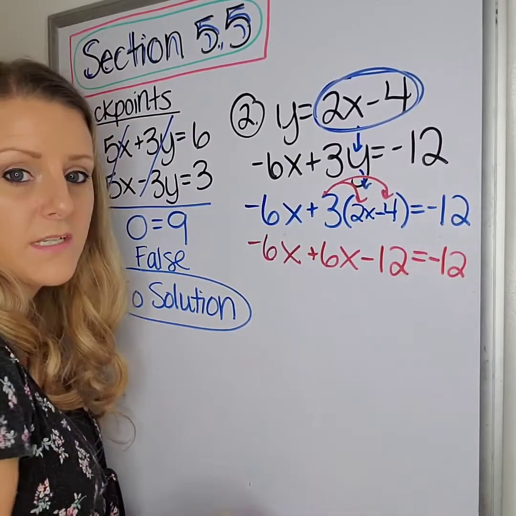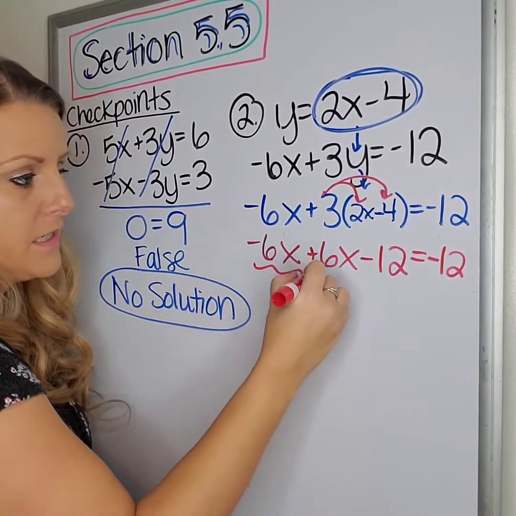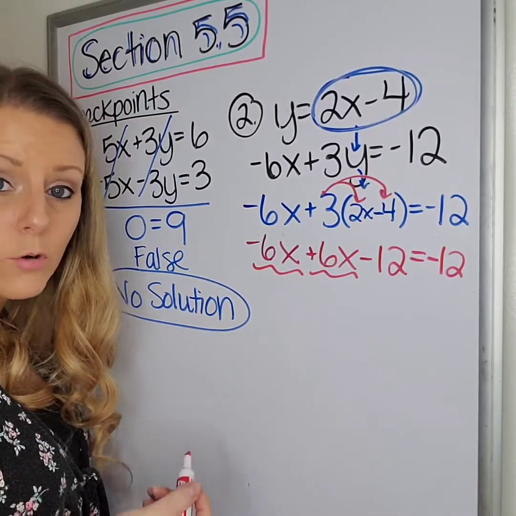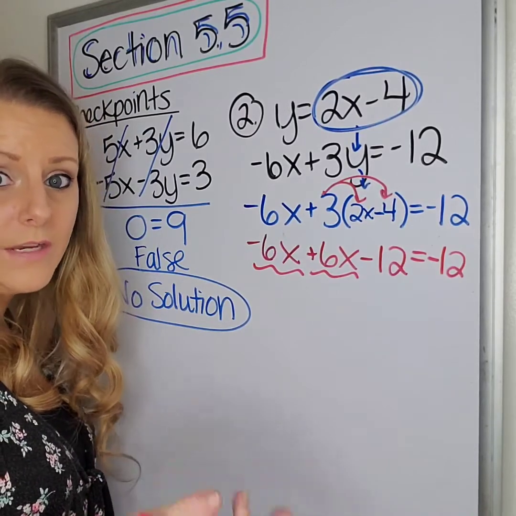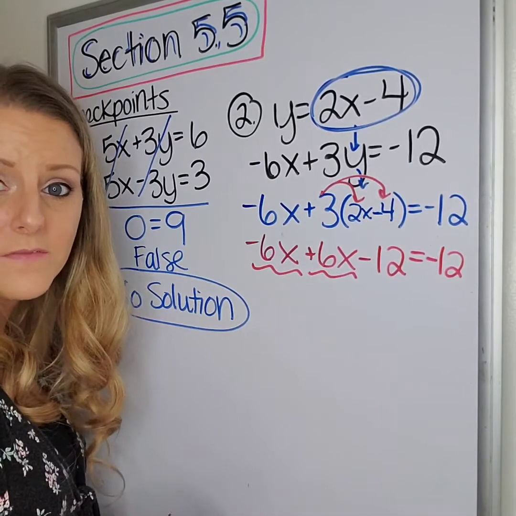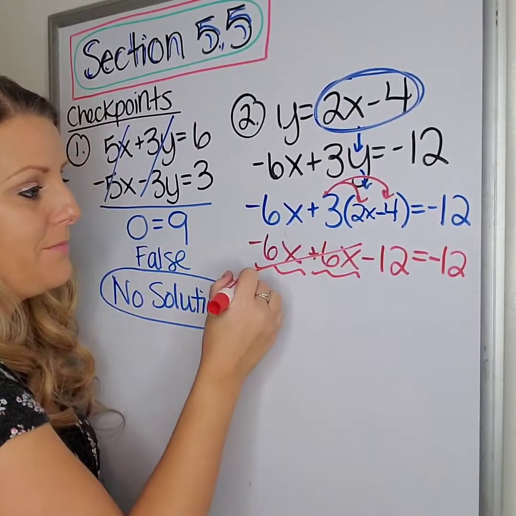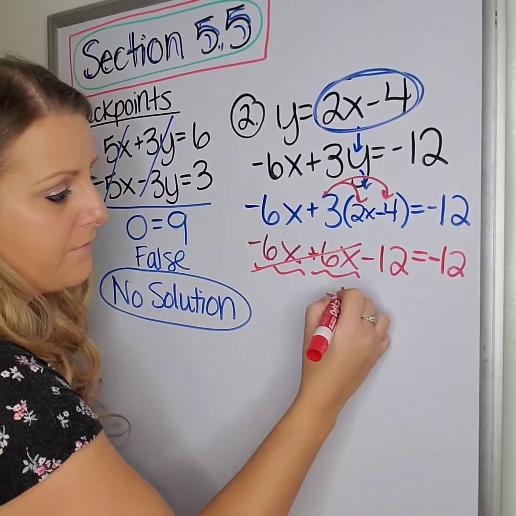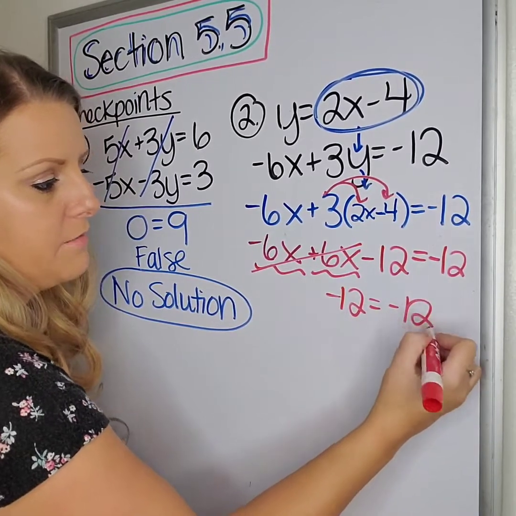And you can kind of see what's going to happen. Negative 6x and positive 6x. Normally, we would add those together like 2 plus 3 and we'd get 5. But negative 6 and positive 6, what does that make? It makes 0. So all you have is negative 12 equals negative 12.